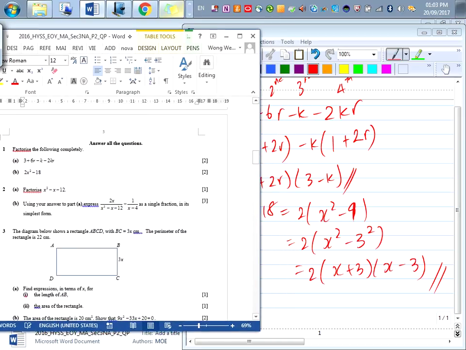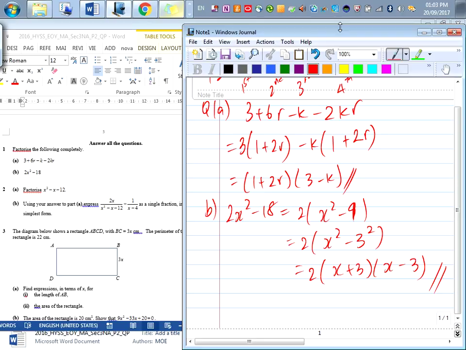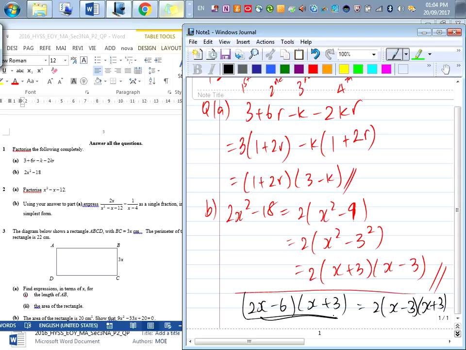Yes, this is your a plus b, a minus b. Yes, Francis? Hold on, what do you get? This you can factorize some more. This will become 2 times x minus 3, x plus 3. So this is still not factorized completely yet.